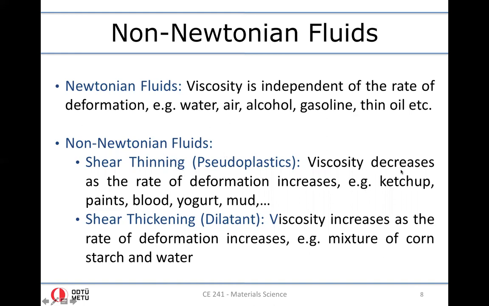Pseudoplastics examples: an interesting example is ketchup, because you can experience this yourself. When you push the ketchup out of the bottle with a greater velocity, it becomes easier. So more ketchup actually flows, right? Other examples are paints, blood, yogurt, and mud. For shear thickening materials, the best example is the mixture of cornstarch and water.